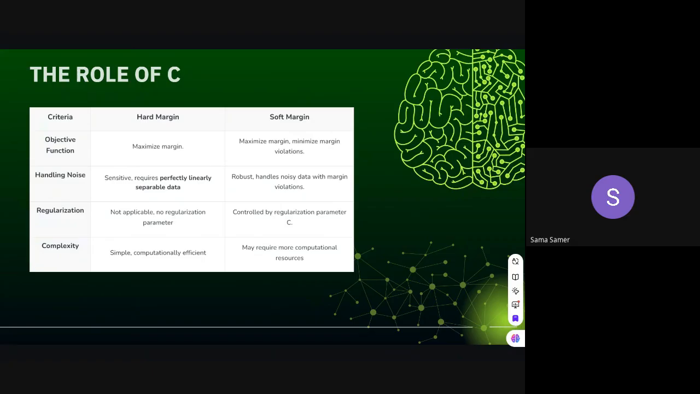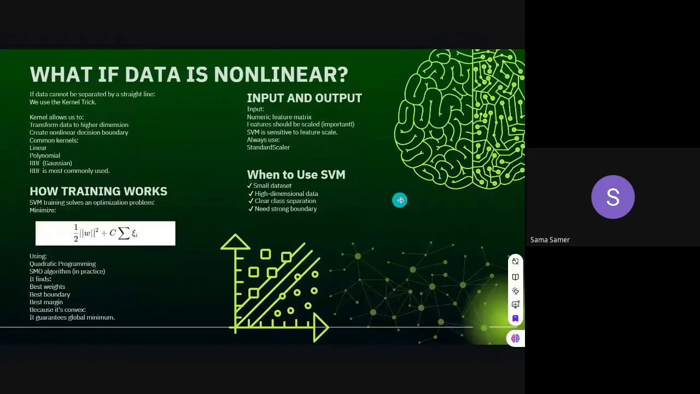The soft margin maximizes the margin but minimizes the margin violations. Hard margin does not allow any violation in the data, but soft margin does. It says it's okay to have one or two points inside our margin. Soft margin is robust, handles noisy data with margin violations, controlled by the regularization parameter C, and may require more computational resources. So this is the difference between soft margin and hard margin.